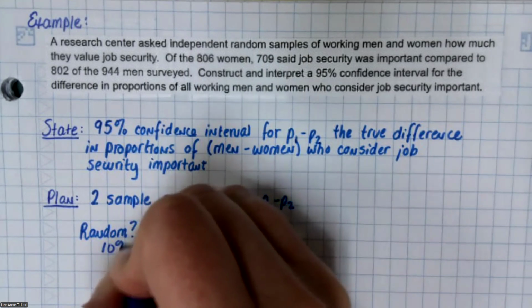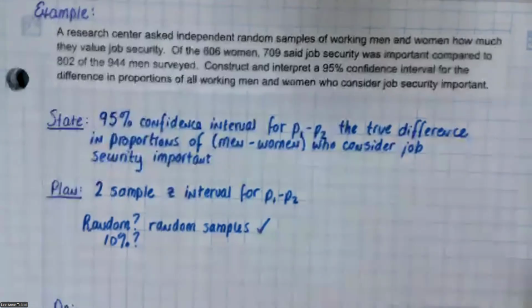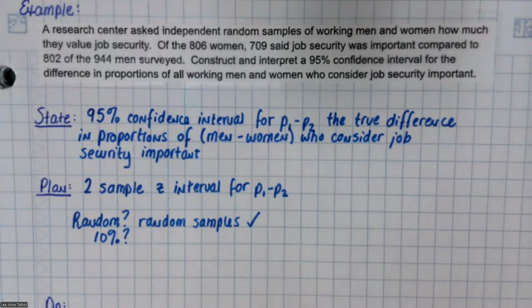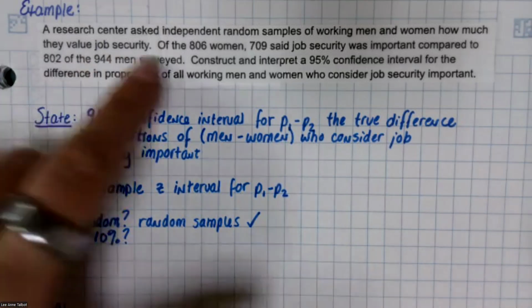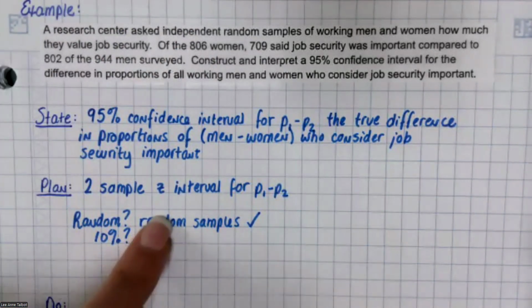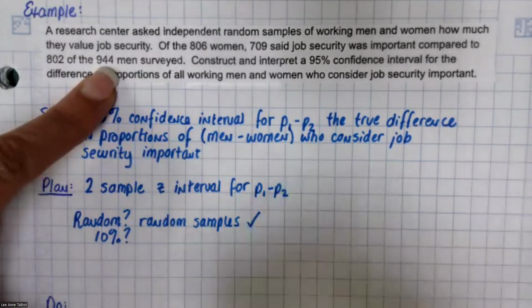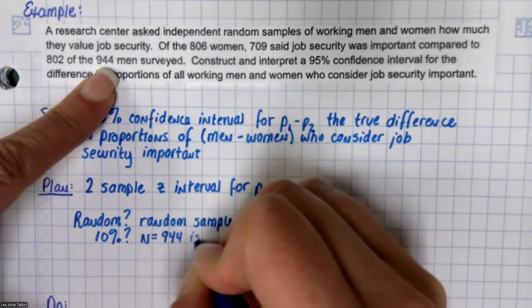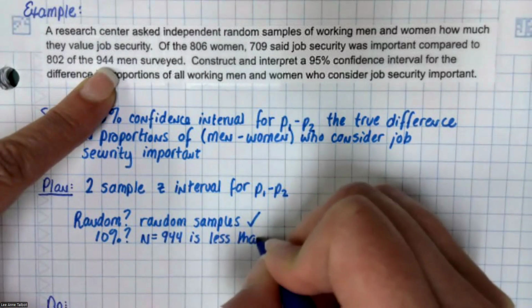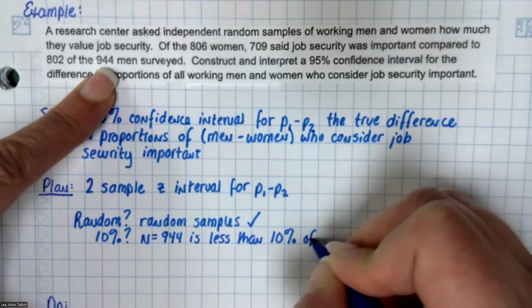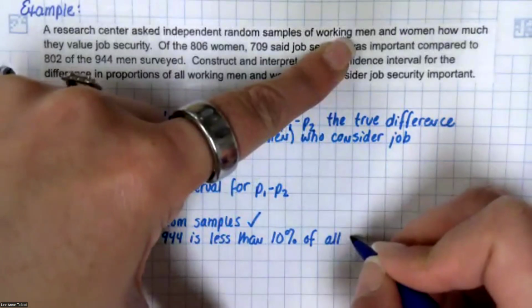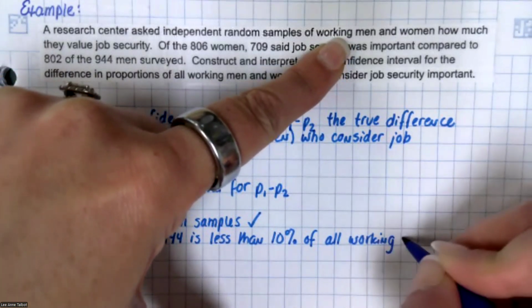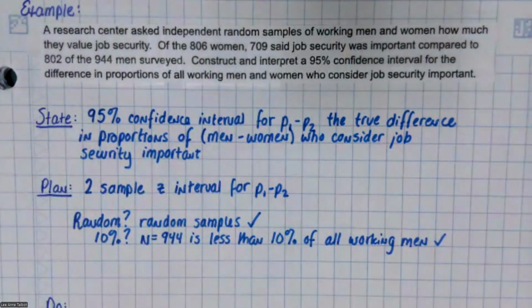10%. I'm going to do these separately. You need to do them separately. I actually wrote a bunch of notes on your chapter 7 test, of which I need to return to you, that says if there's two samples, you need to check them separately. Okay, so start with the men because it told us men was P1. So 944 men surveyed. So N equals 944 is less than 10% of all working men. I think that's probably true.